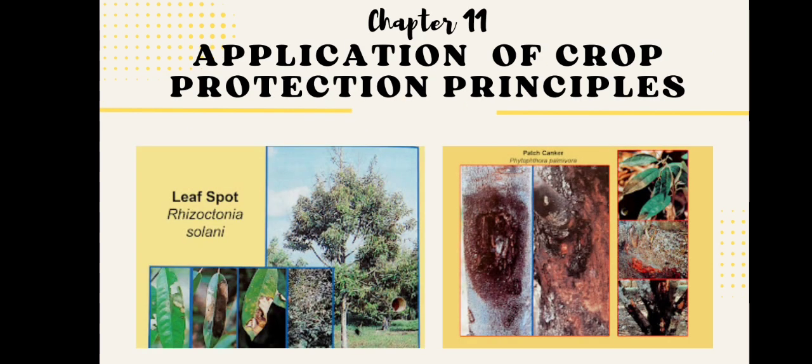Chapter 11, nakapaloob dito yung mga diseases and pests ng mga durian trees. Leaf spots: this disease leads to leaf blight, and then patch canker caused by fungus can have a terminal effect on durian trees. This disease affects various parts of the trees including the trunk, branches, and even the fruit, leading to significant damage and potentially impacting the overall health and productivity of durian trees.